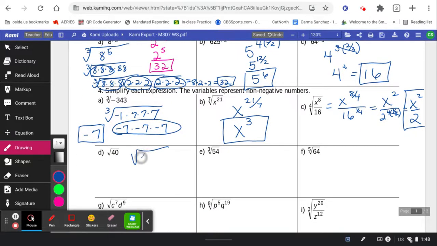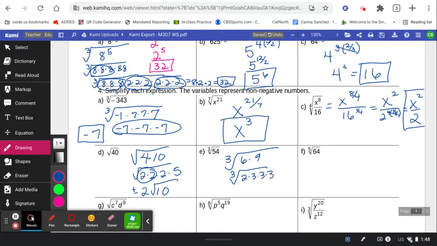Square root of 40, 4 times 10, 2 times 2 times 2 times 5. A 2 comes out, 10 stays underneath. Don't forget the plus or minus. Cubed root of 54, 6 and 9. 2 times 3 times 3 times 3. A 3 comes out. A cubed root of 2 stays in.